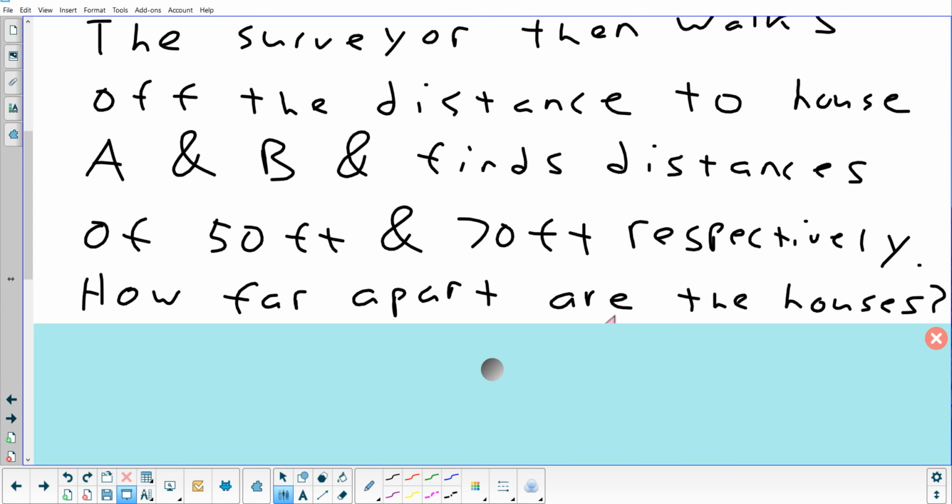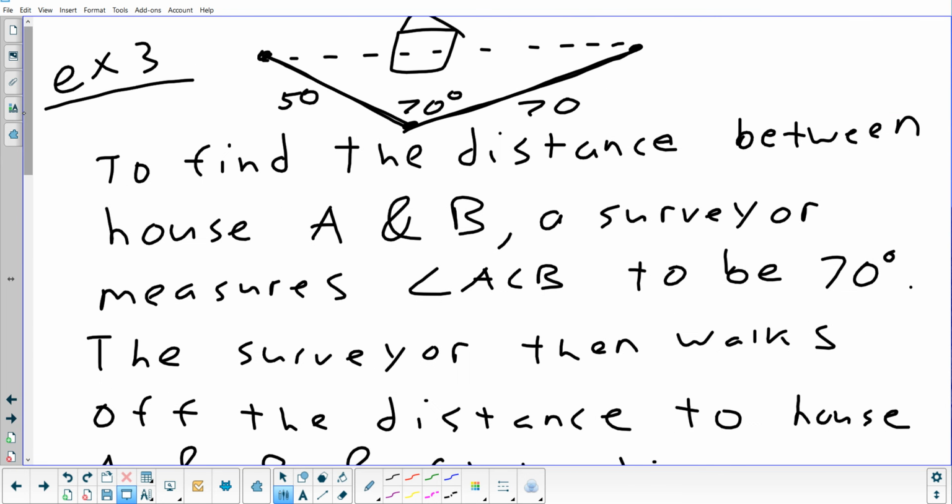So how far apart are the houses? I'll just say it like this: how far apart are points A and B? Now, normally, if I really wanted to do this, I would just measure from here, then measure across the front of the house, and then measure over here. And then just add it all up, and you get the distance between the 2 points.